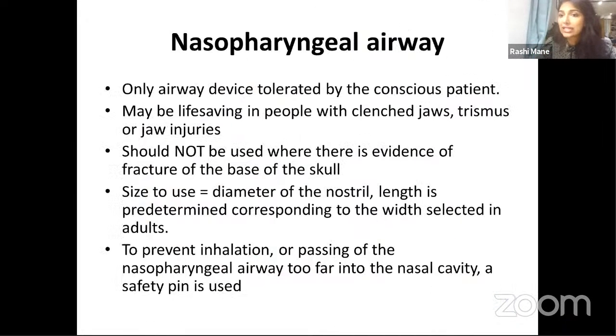You have to realize that this is actually not very well tolerated, because essentially you're choking the patient. So if they're tolerating it, then that's not a good sign. Like I said, it shows that they're probably unconscious. But of course, if they're not tolerating it, take it out. Don't force it in.